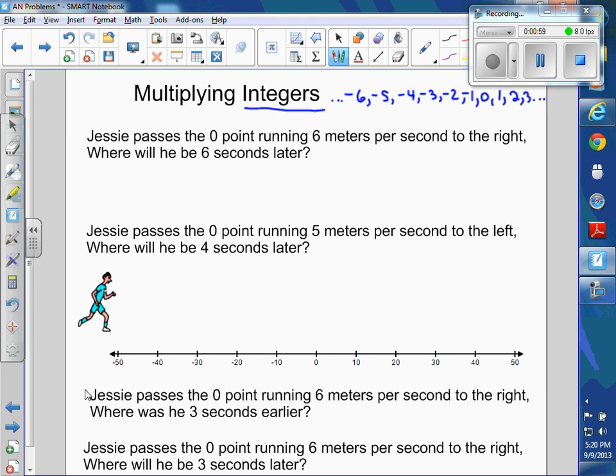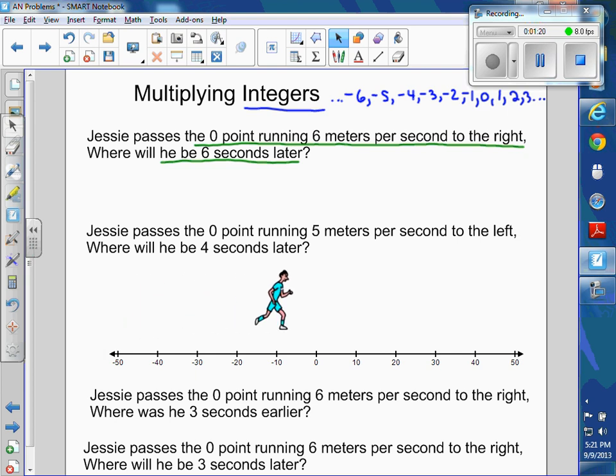So in this problem, one of the problems we talked about was about a runner. This is our runner, Jesse, and it says Jesse, in the first problem, passes the 0 point running 6 meters per second to the right. And the question is, where will he be 6 seconds later? So here he's running, and this is the 0 point, and you want to know where he will be 6 seconds later. So every second, he goes 6 meters.